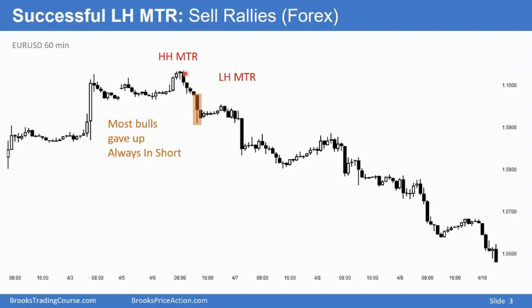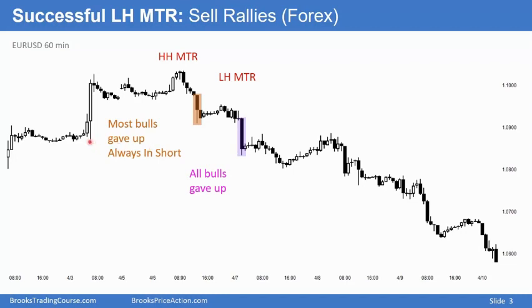A potential higher high major trend reversal, a wedge, 1, 2, 3. Traders believe at this point that the market is going lower, at least for 1 more leg. This is a give-up bar. The bulls are giving up, and the market's now always in short, a bear trend. Another even bigger give-up bar.